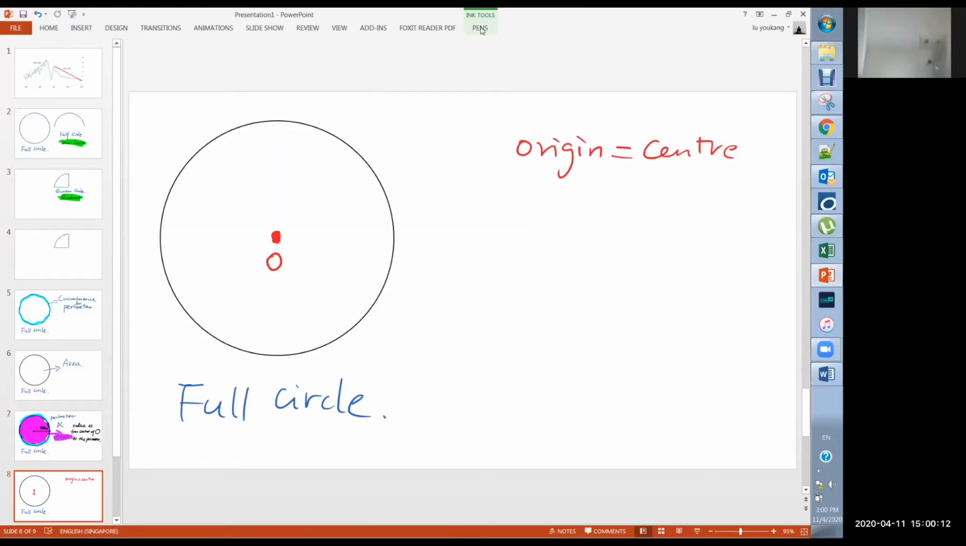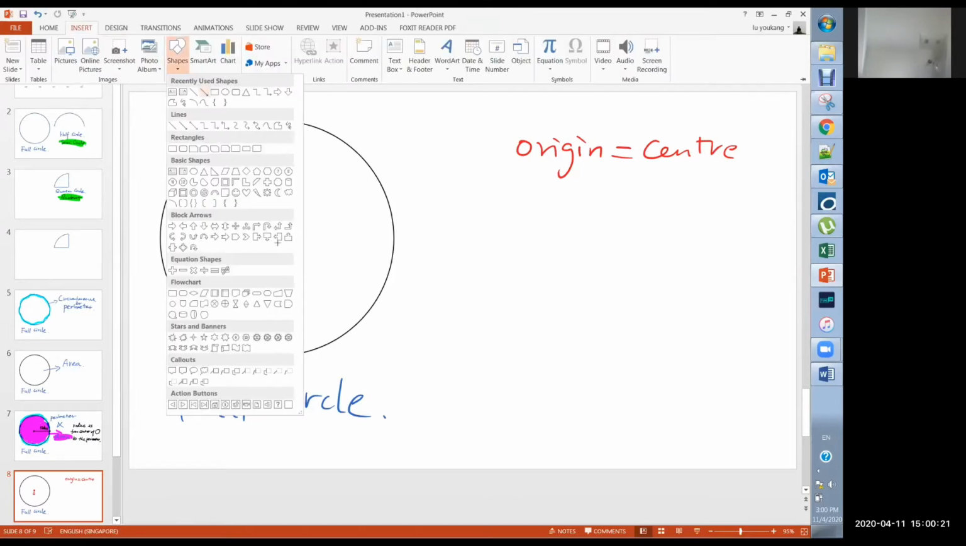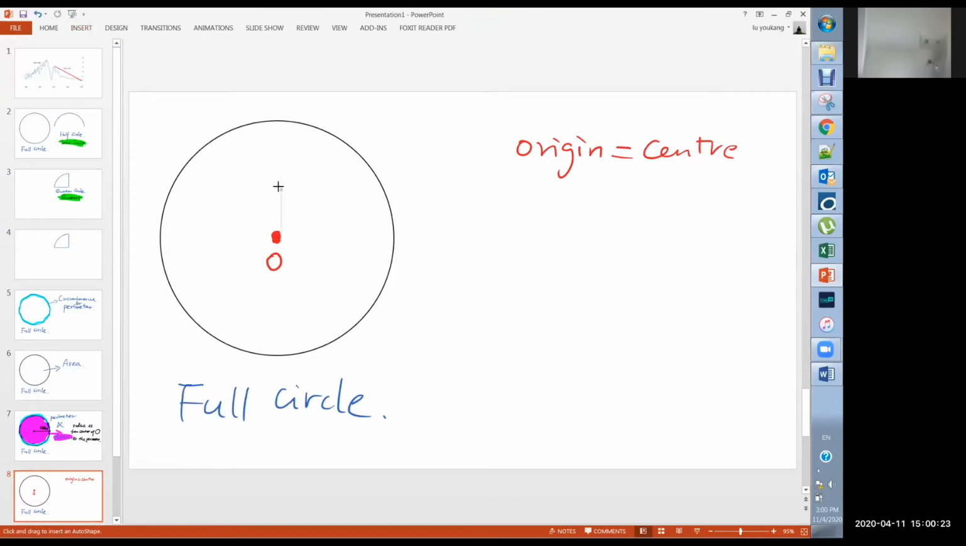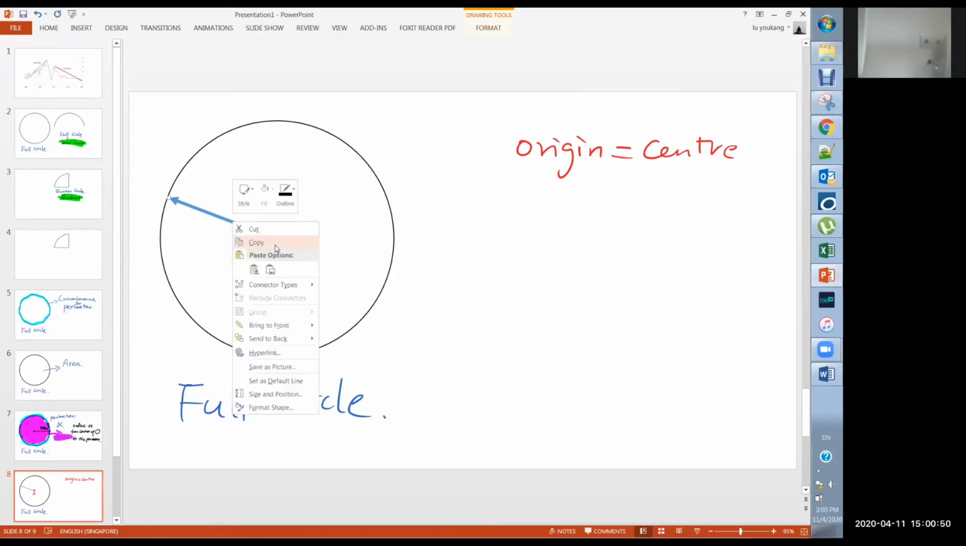So where is the center of the circle here? The red dot, right? So that means from the center to the perimeter. Is this my radius? According to your definition, is this my radius? Yeah. Okay, good. Why? Because the radius is from the center of the circle to the perimeter. Very good.